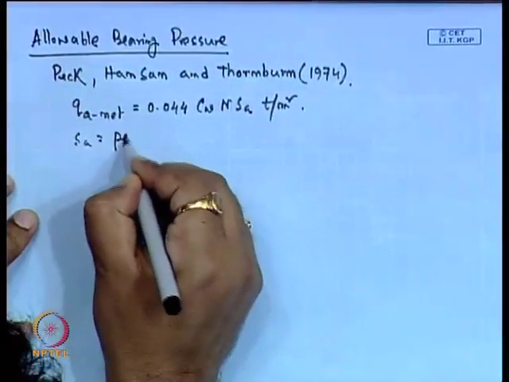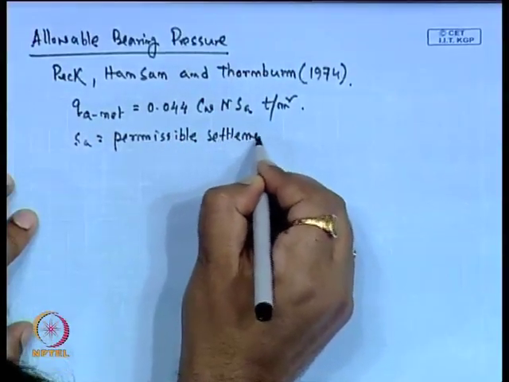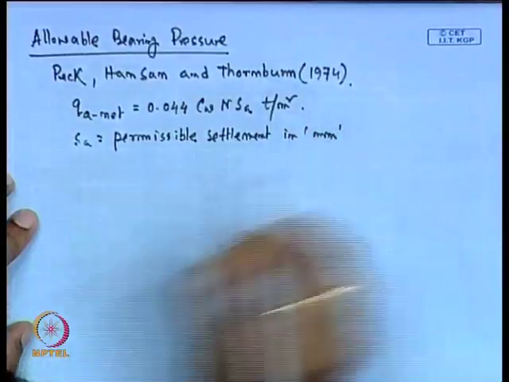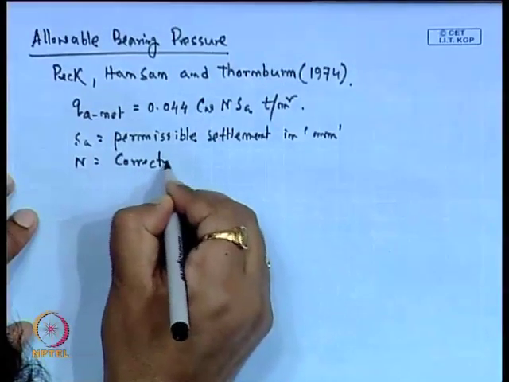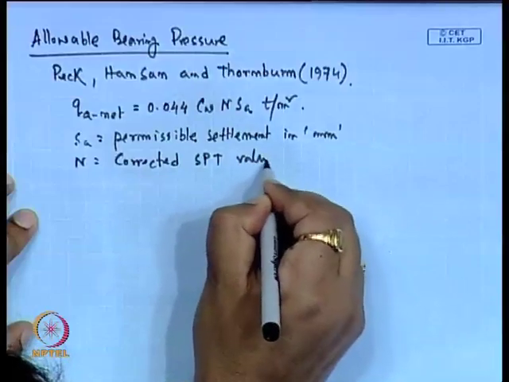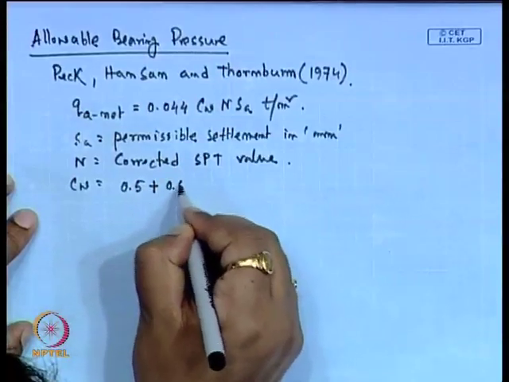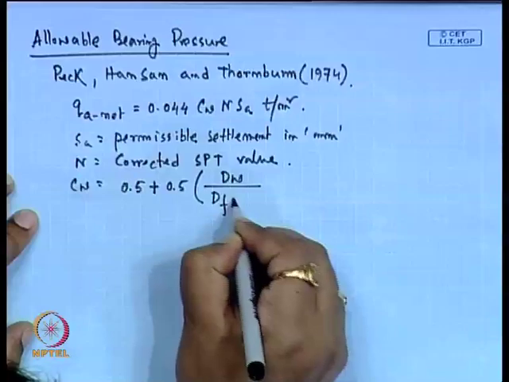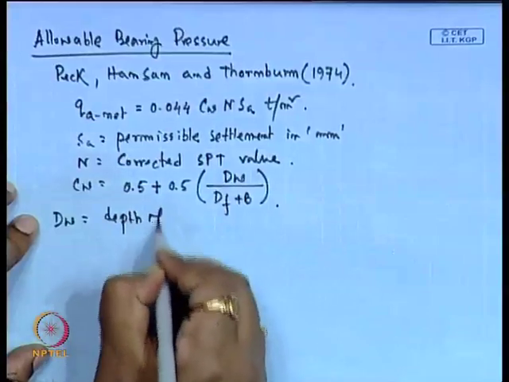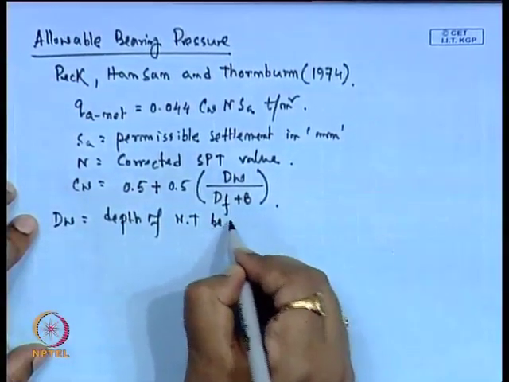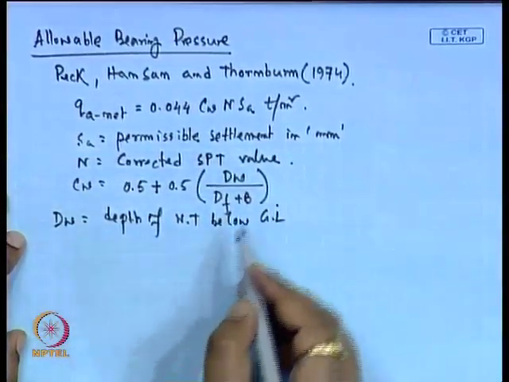Sa is the permissible settlement in millimeter, and N is the corrected SPT value, and Cw is the water pressure correction that we will consider, 0.5 plus 0.5 dW by (df plus B). So, essentially dW is the depth of water table below GL, and df is the depth of foundation, B is the width of foundation. This is for isolated footing.